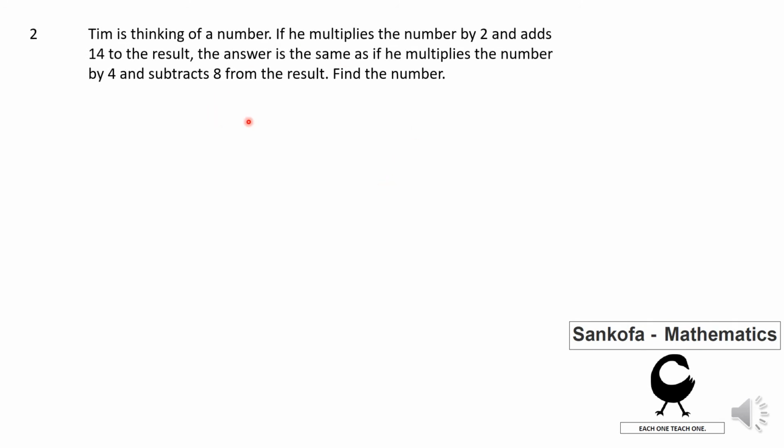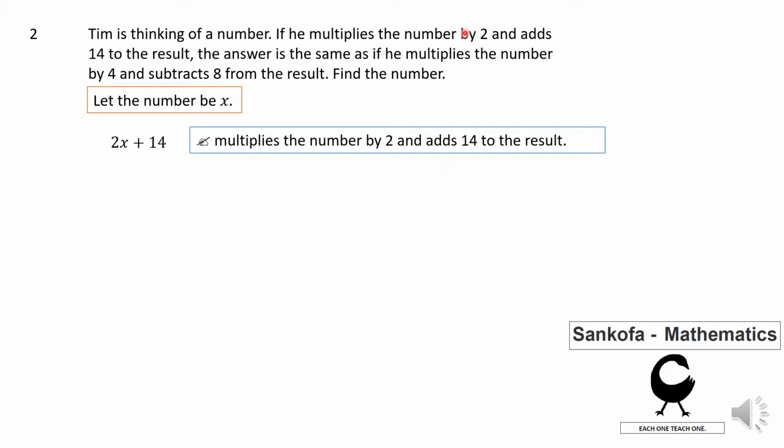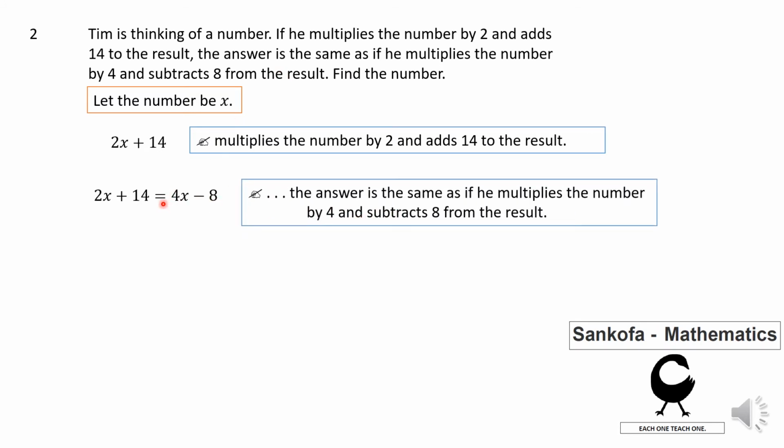Right, so the next question is a little word problem that I have here. It says Tim is thinking of a number, and if he multiplies the number by 2 and adds 14 to the result, the answer is the same as if he multiplies the number by 4 and subtracts 8 from the result. Right, so this is the first part. He multiplies by 2 and adds 14. But then the sentence continues and says the answer is the same, so equal to, as he multiplies the number by 4, because I say let that number be x, and then subtracts 8 from the result of multiplication by 4.